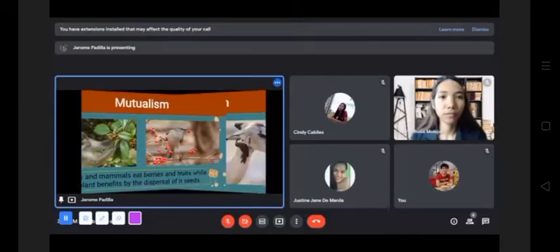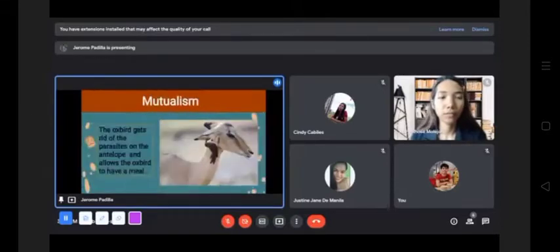The next example of mutualism is this picture. The oxbird gets rid of the parasites on the antelope and gets a meal. The parasites on the antelope are food for the oxbird. The antelope also benefits because the parasites in its ears are removed. The food that came from the ears of the antelope will be eaten by the oxbird. So they both benefit from each other.